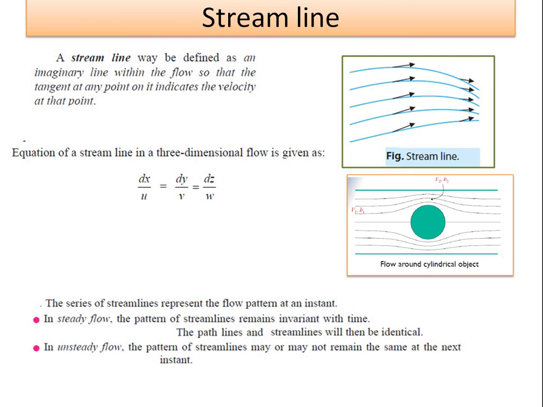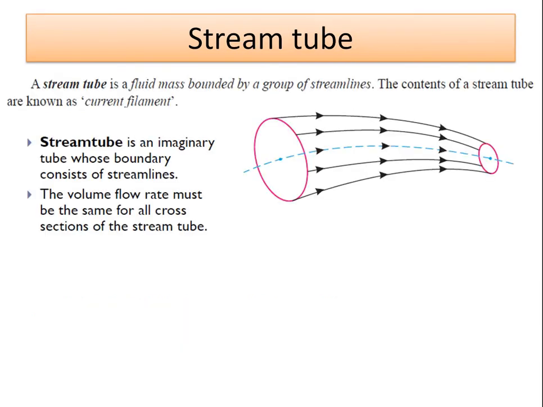In a steady flow, the pattern of streamlines remains invariant with respect to time. So the path lines and streamlines will then be identical. In unsteady flow, the pattern of streamlines may or may not remain the same for the next instant. A stream tube is the fluid mass bounded by a group of streamlines. Then it is called a stream tube.